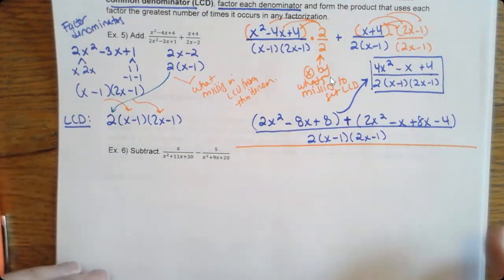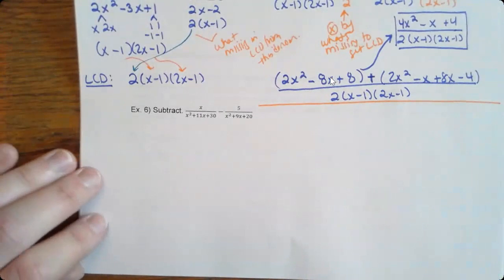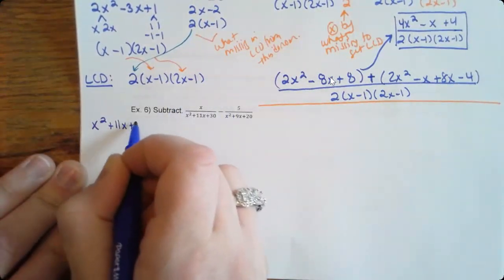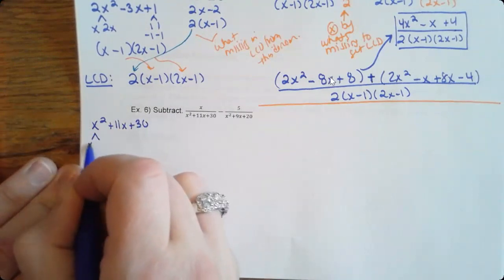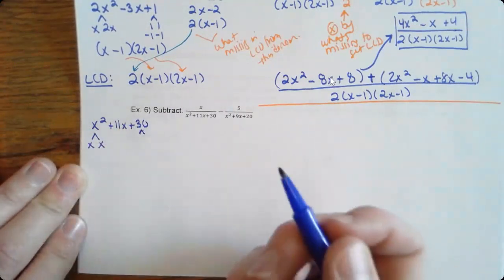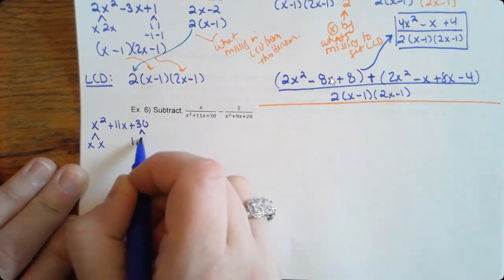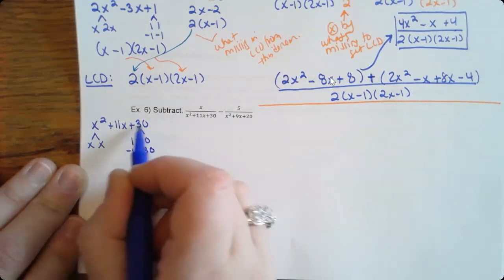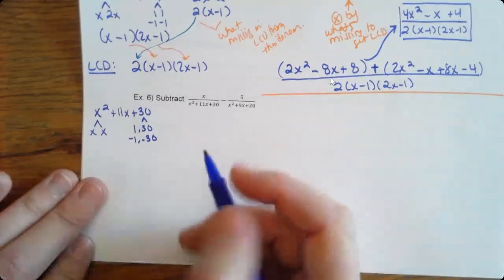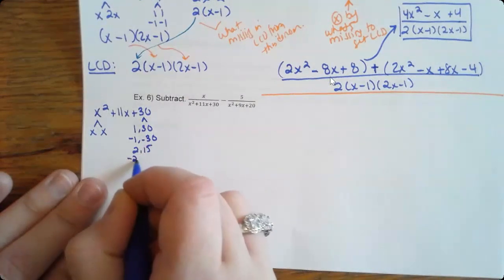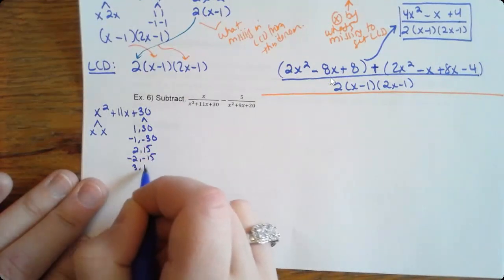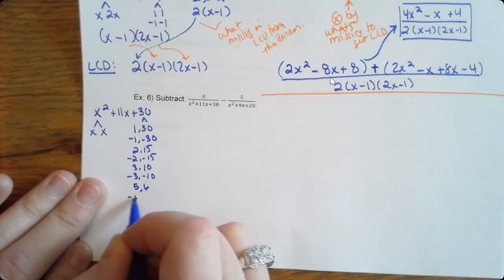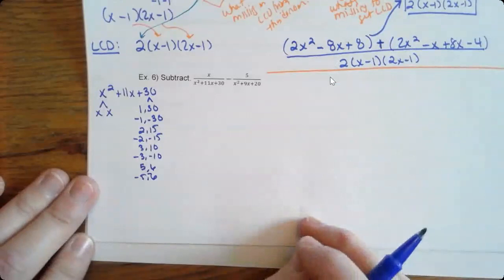All right, let's do a subtraction one. And again, I'm going to just start by factoring the denominators. So my first denominator is x squared plus 11x plus 30. Now x squared has to be x and x, but that 30 gets a little bit tricky, right? 30 could be 1 times 30, or negative 1 times negative 30, using two negatives to make a positive. It could also be 2 times 15 or negative 2 times negative 15. 3 times 10 is also 30, as well as 5 and 6. So you do have quite a lot of combinations here to try.